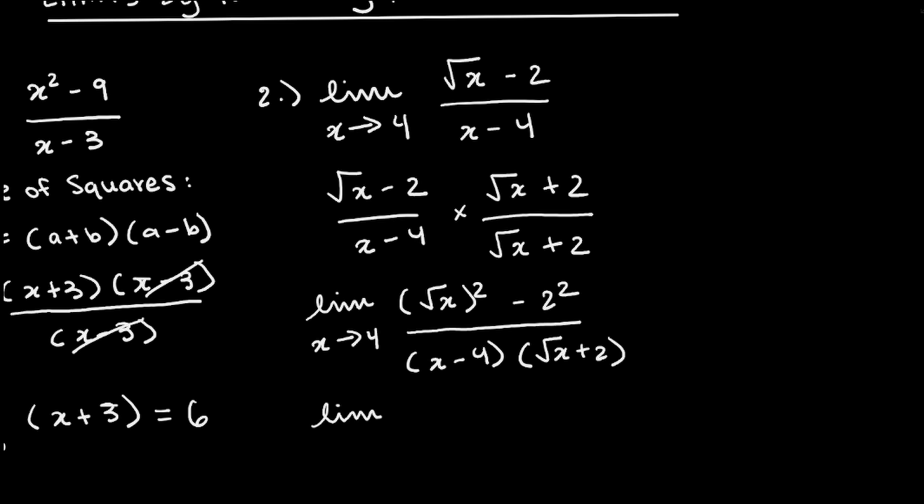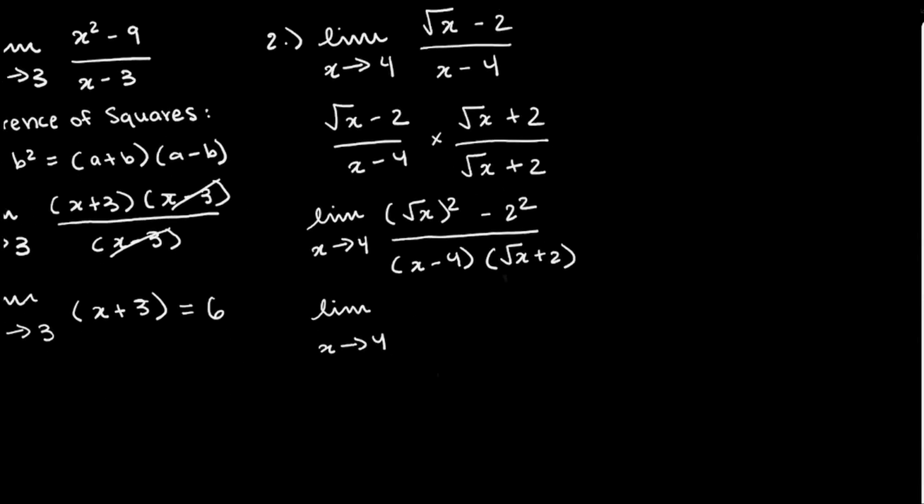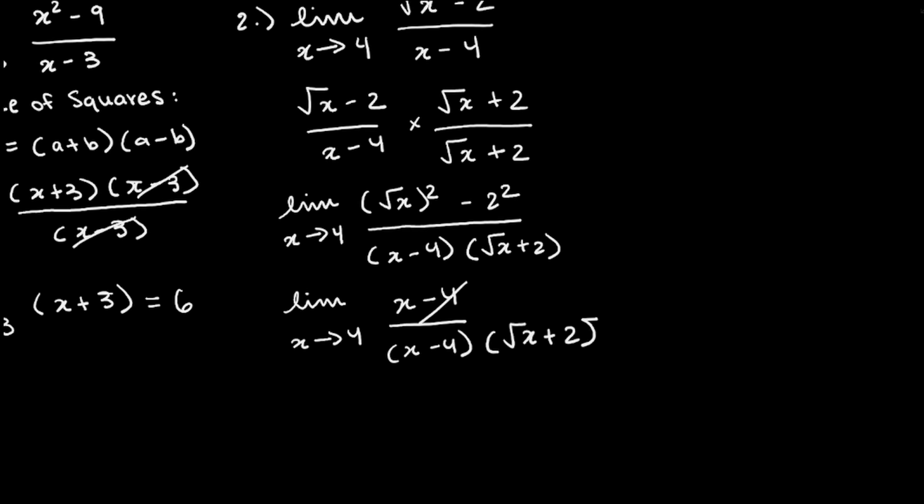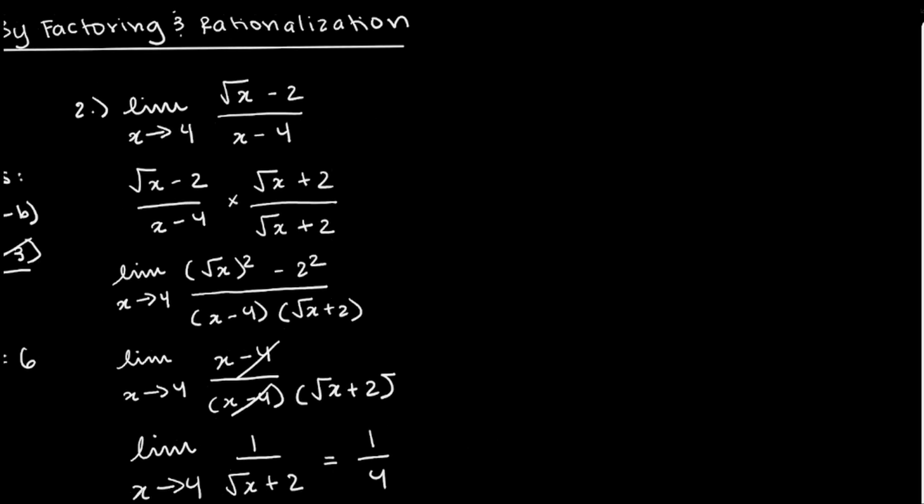And now we can just take the limit as x approaches 4. The numerator will simplify to x minus 4, and that'll cancel out with the x minus 4 on the bottom. And we have a root x plus 2 left. So the last function that we're left with is the limit as x approaches 4 of 1 over root x plus 2. That simplified is 1 over 4. So that's what rationalization is like. Let's take a look at another rationalization problem.